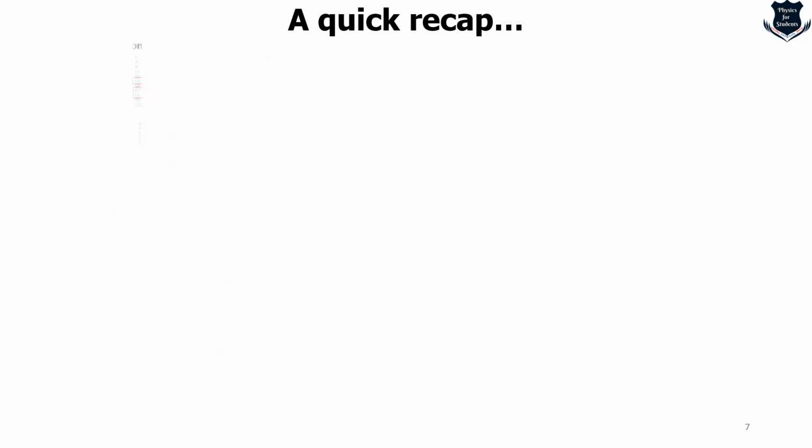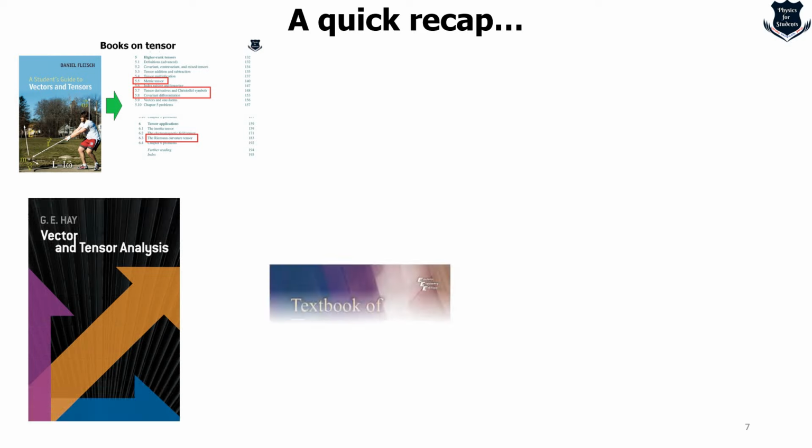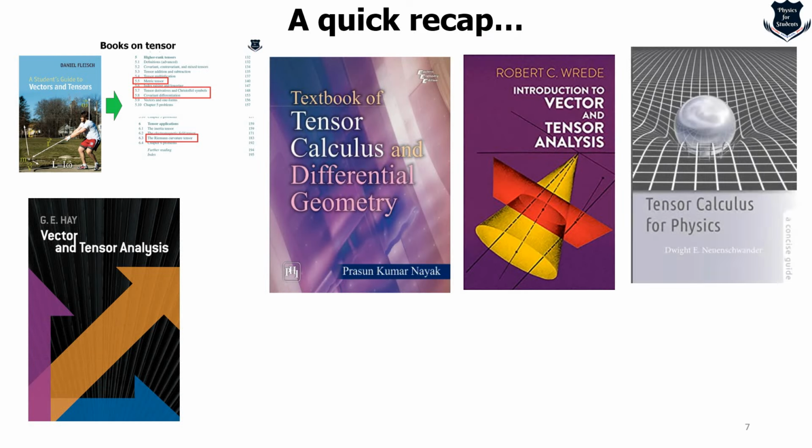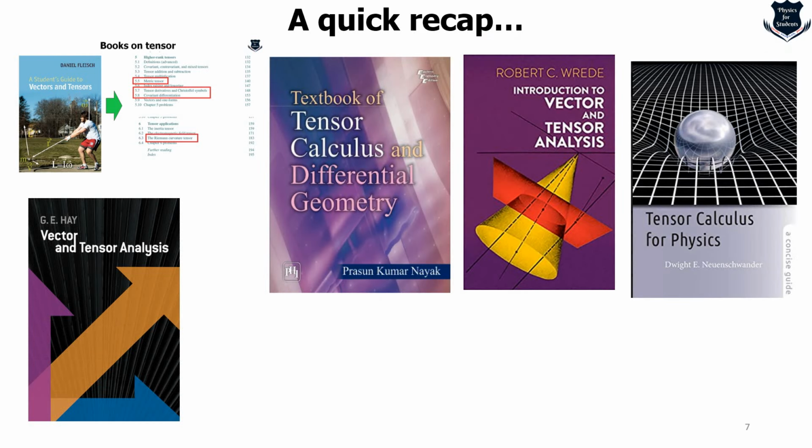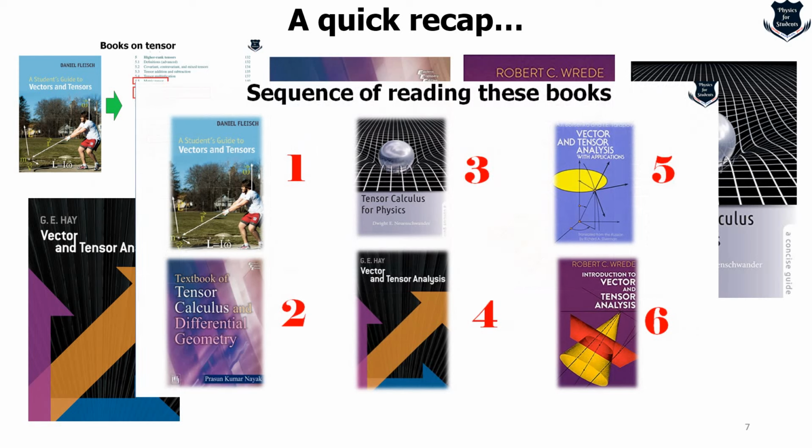Finally, we came to know the different books on tensors: Daniel Fleisch, Prasun Kumar Nayak, and Tensor Calculus for Physics, which lays out part of the tensor calculus and a little bit of differential geometry. I have also shown you the sequence in which you can read those books, because if the reading is not sequential, it would lead to a lot of confusion. So this is where we ended the last video.